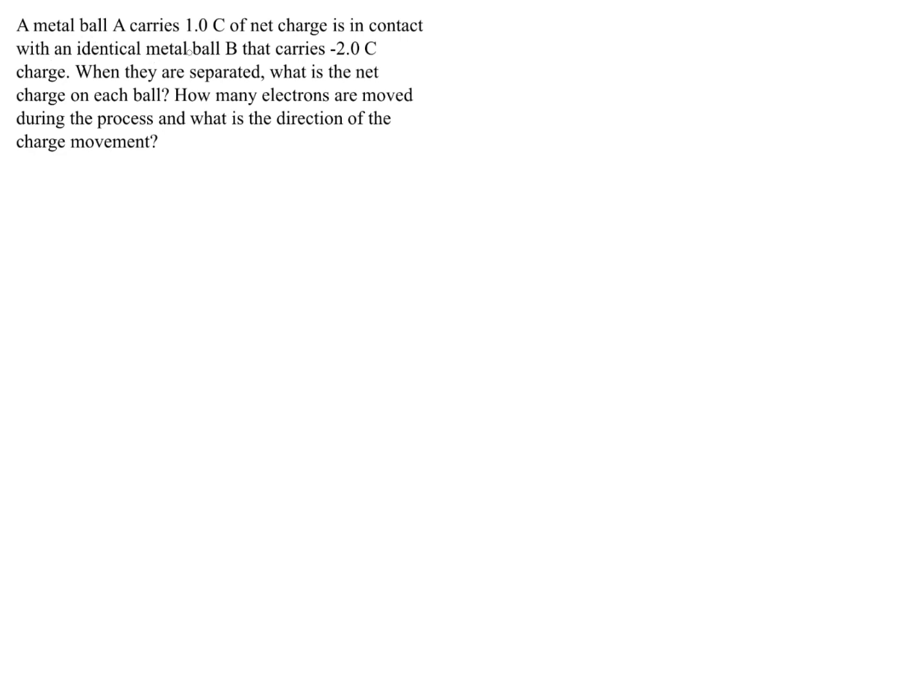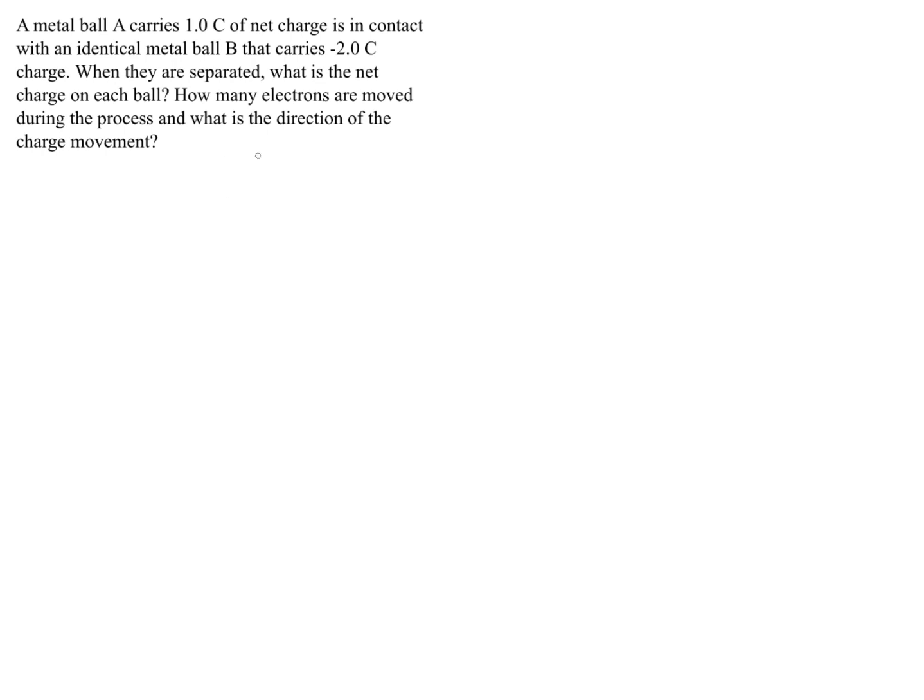Metal ball A that carries 1 coulomb of net charge is in contact with an identical metal ball B that carries -2 coulomb charge. When they are separated, what is the net charge on each ball? How many electrons are moved during the process, and what is the direction of the charge movement?